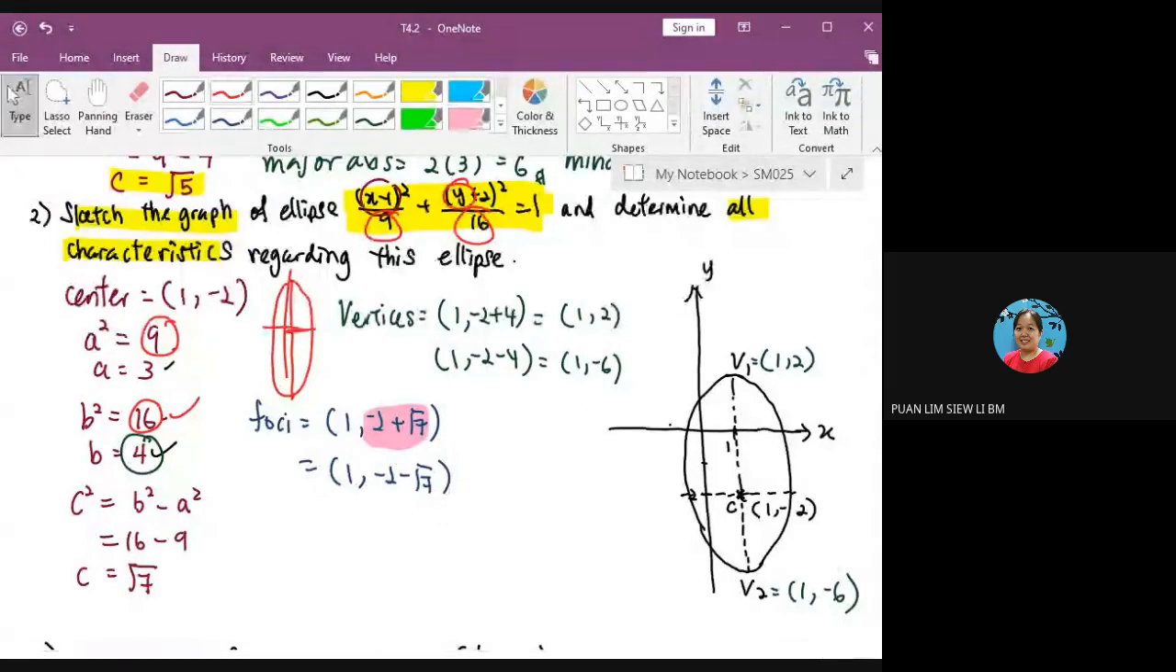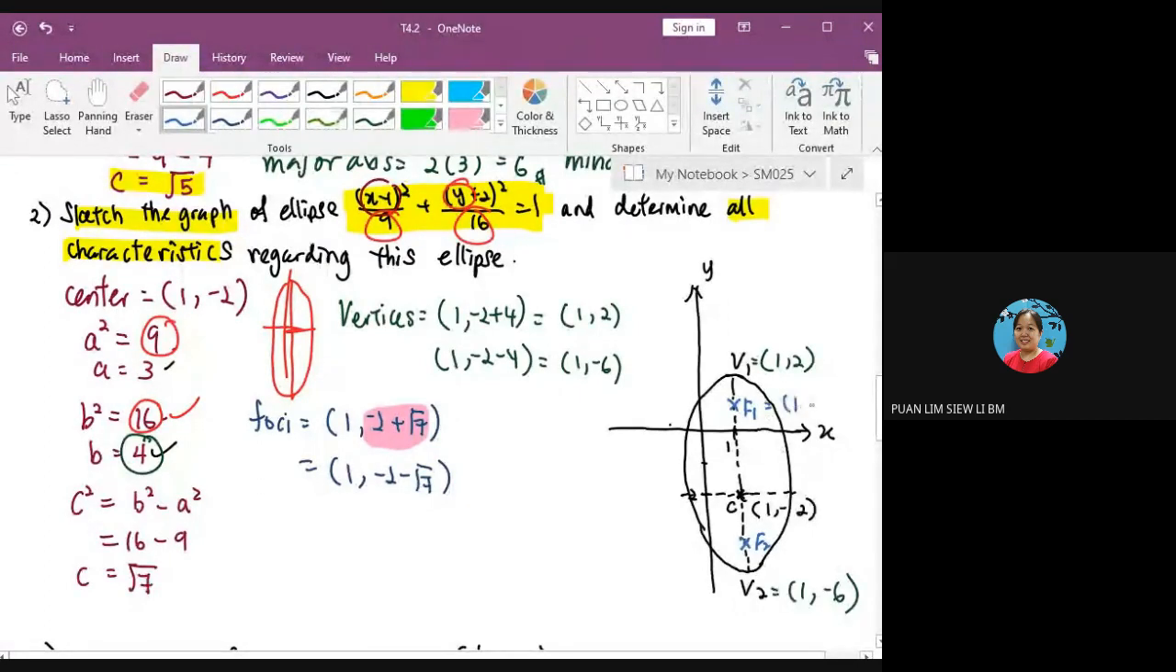Cepat tengok. -2 tambah √7. Bagi tahu saya positif ke negatif? Positif. Okay, so positif saya perlu label dia di atas sikit ya. So bermaksud focal saya berada di sini. So dia jauh sikit. Focal 1, focal 2.